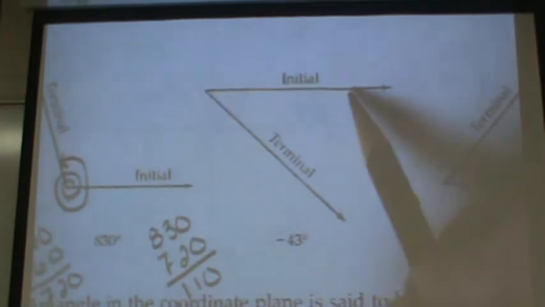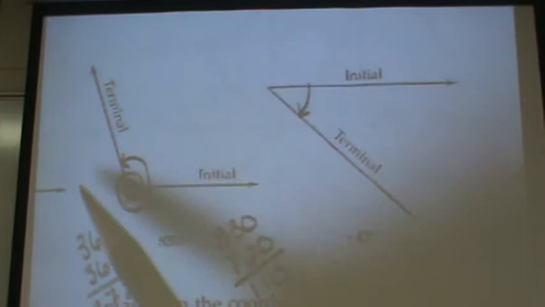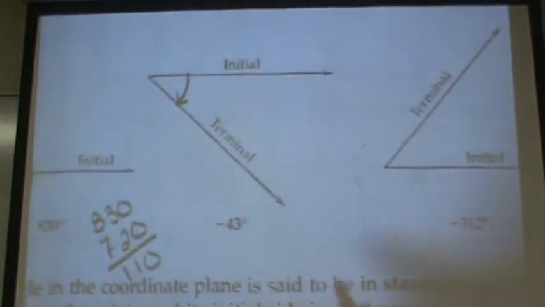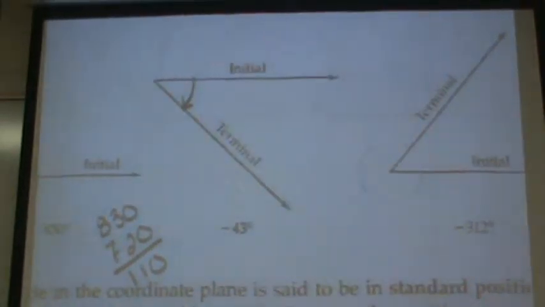Our next example is a negative, negative 43 degrees. When we have a negative, we start at our initial ray and rotate backwards, or clockwise. For positives, we go counterclockwise. For negatives, we go clockwise. So this is our negative 43 degree angle.